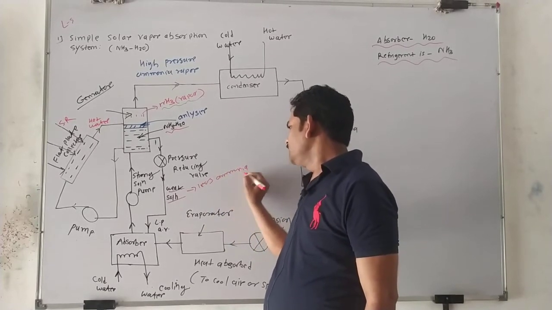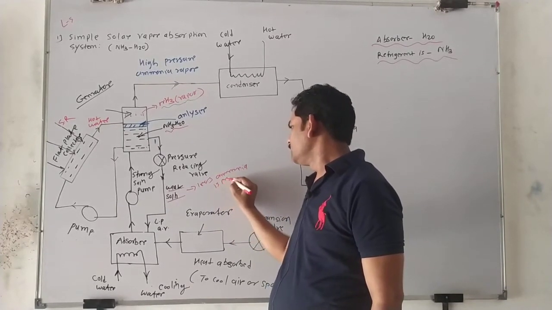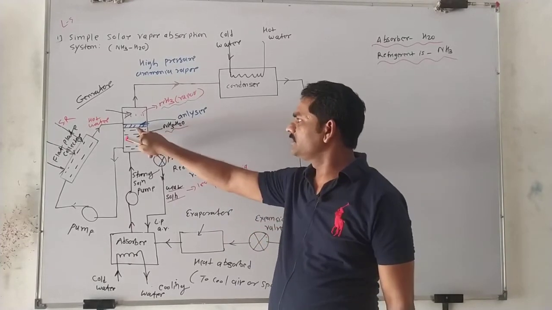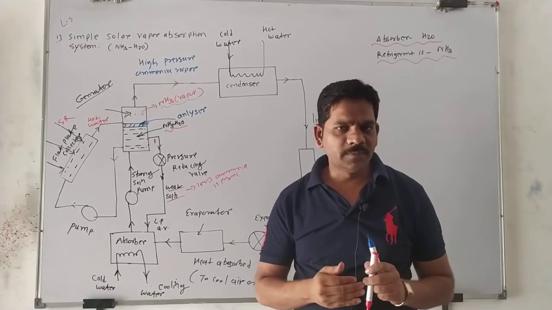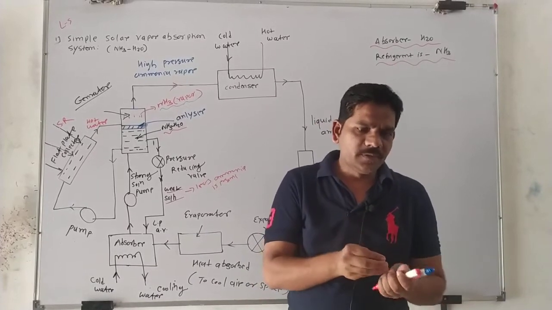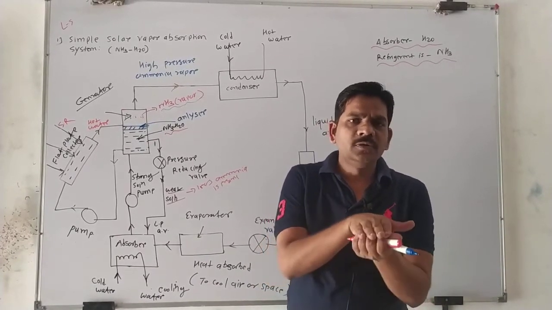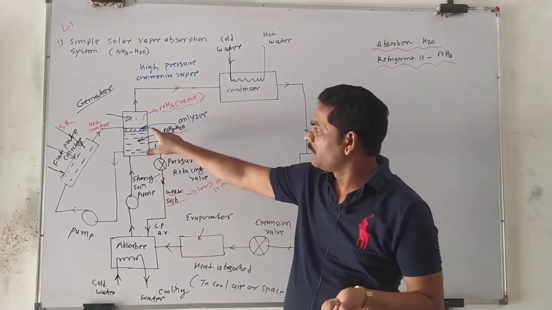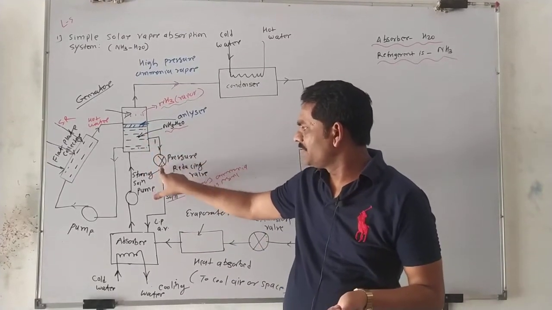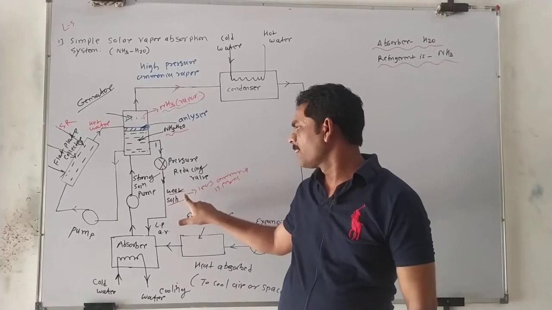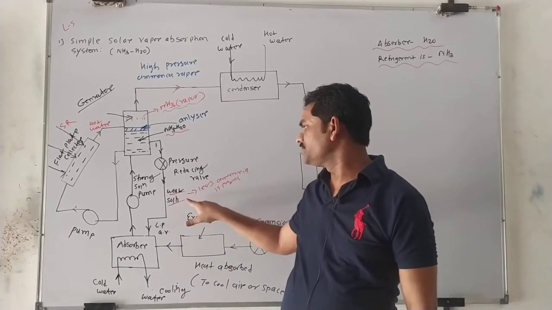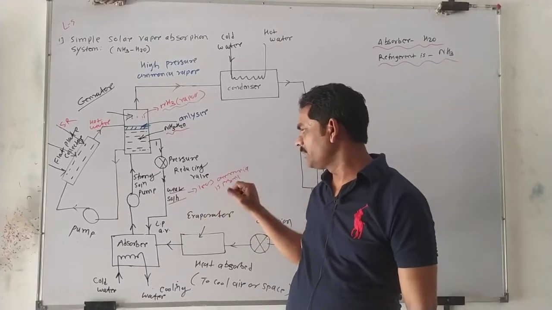Less ammonia is present. Why? Because this analyzer stops the flow of water vapors. So with that water vapor, some ammonia droplets are also mixed in. From this analyzer, we pass through this pressure reducing valve. The pressure is reduced, and we get which type of solution? Weak solution, which means less ammonia percentage.